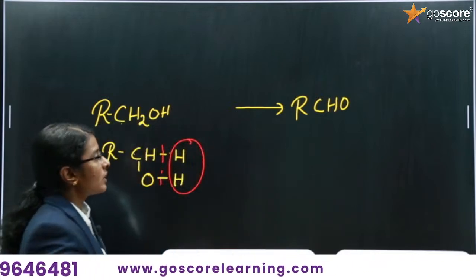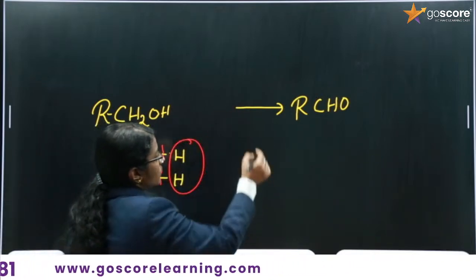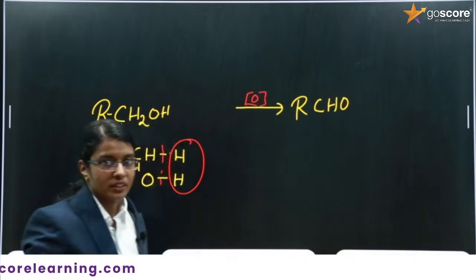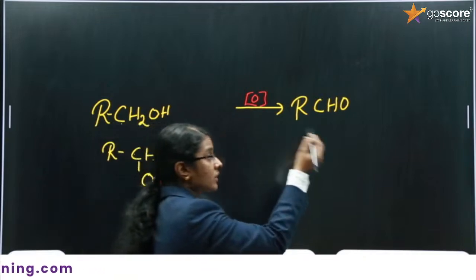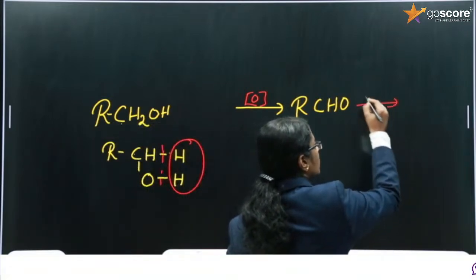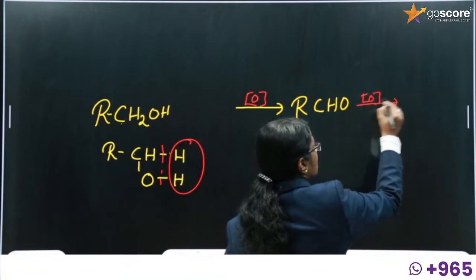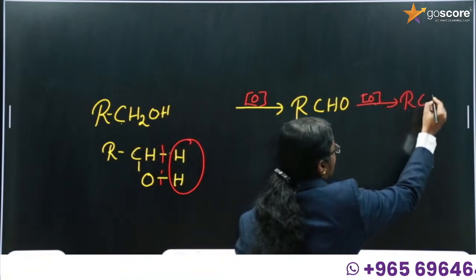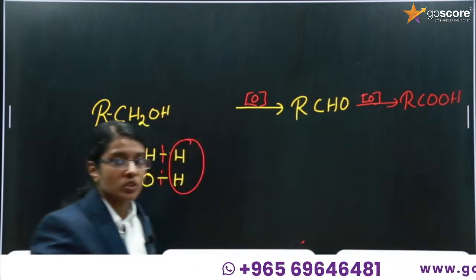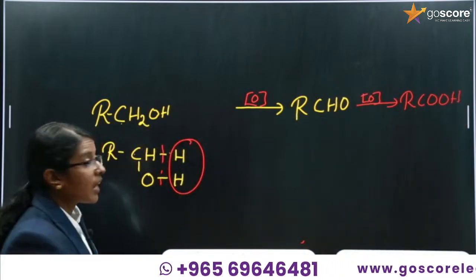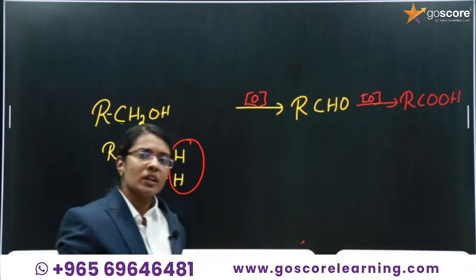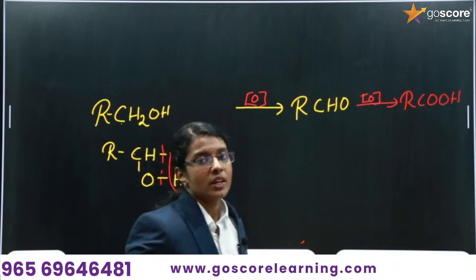Is that clear? So here on oxidation you will get aldehyde. This aldehyde on further oxidation will give carboxylic acid, RCOOH. So we have to take a mild oxidizing agent. Which are the mild oxidizing agents?